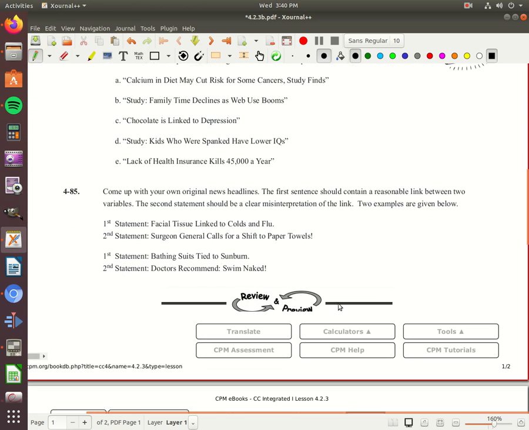All right, so come up with your own original news headlines. The first sentence should contain a reasonable link between two variables. The second statement should be a clear misrepresentation of the link. The two examples are given. So: facial tissue linked to colds and flu. Surgeon General calls for a shift to paper towels.